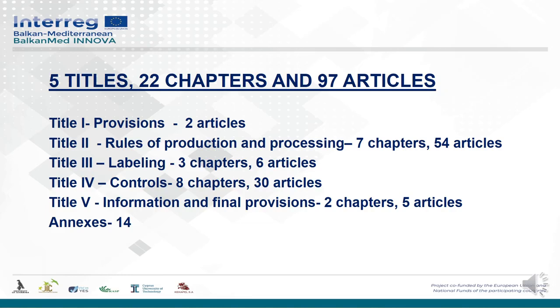Title 3 is titled Labeling. It includes 3 chapters and 6 articles. Title 4, Controls, includes 8 chapters and 30 articles. And at the end, there is Title 5, Information and Final Provisions. It has 2 chapters and 5 articles.